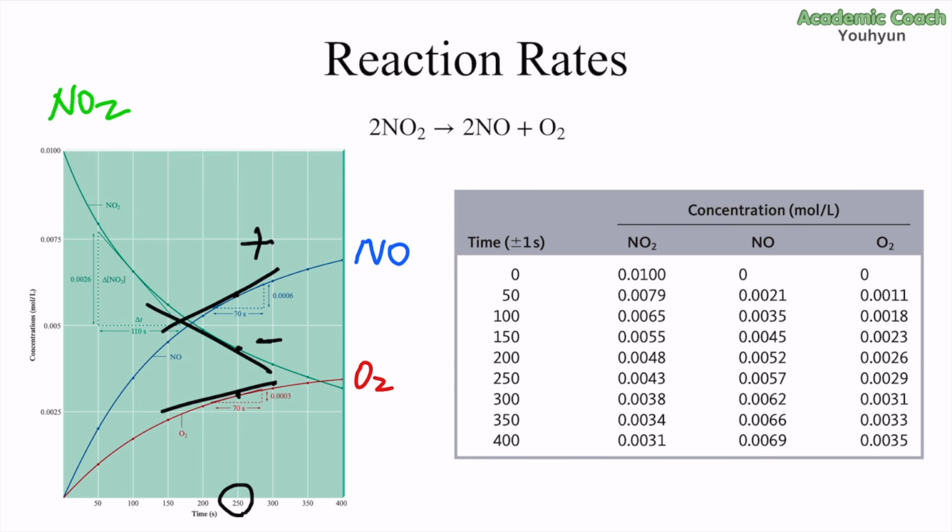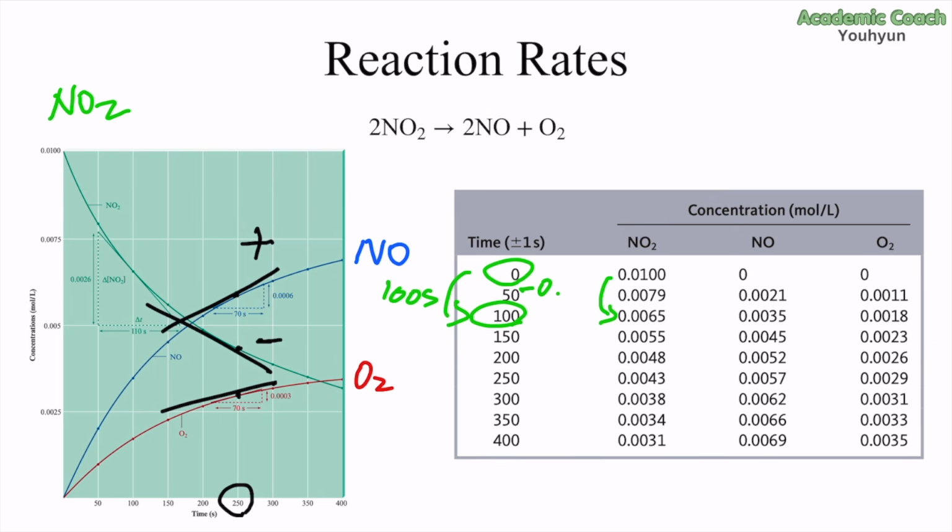And you can also verify that idea when you look at this table. So this is a concentration table. The leftmost column represents time, and the three columns on the right represent the concentration of three species. Let me pick any two random time points. Let me try to pick, let's say, 0 seconds and 100 seconds.